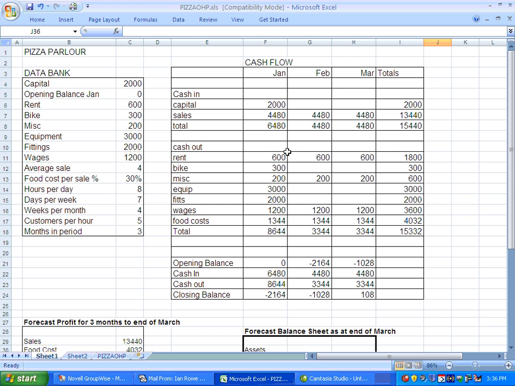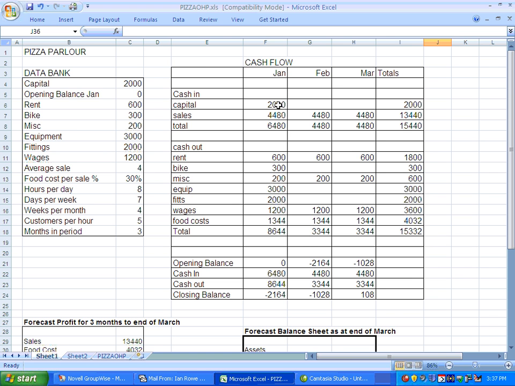The cash going out, we're going to rent, it's a lock-up shop we'll run this from, so we're going to rent the shop for £600 a month. We're buying a bike to do some deliveries on. We've got miscellaneous heating, lighting, we've got those expenses every month. We need to buy equipment like ovens, and we need to buy fittings. And also we need to pay wages, we've got a couple of staff helping out to run the shop. And of course we've got to buy the ingredients to make the pizzas, the pizza dough and the tomatoes, etc.